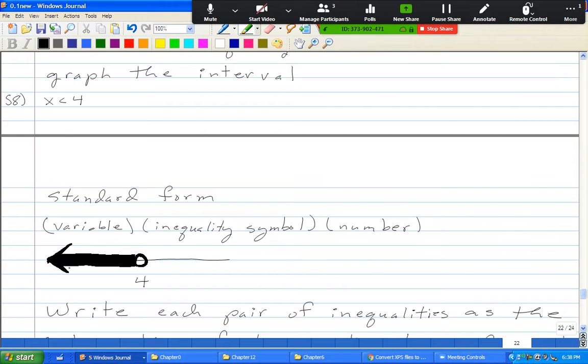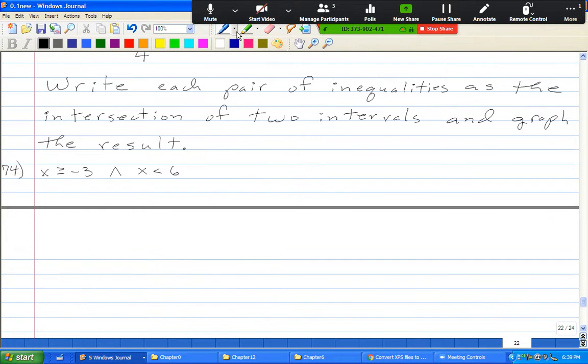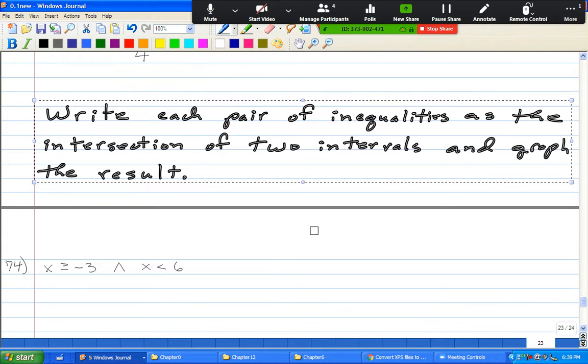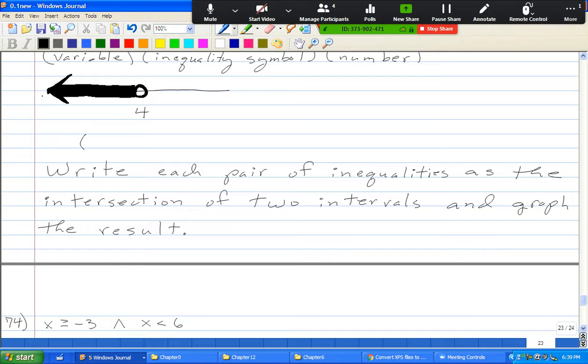Okay, let's write this in interval notation. I guess I got to move this next problem down. So this is the interval. Well, it starts out here. Well, it doesn't start anywhere. So you can go all the way down from negative infinity to 4.